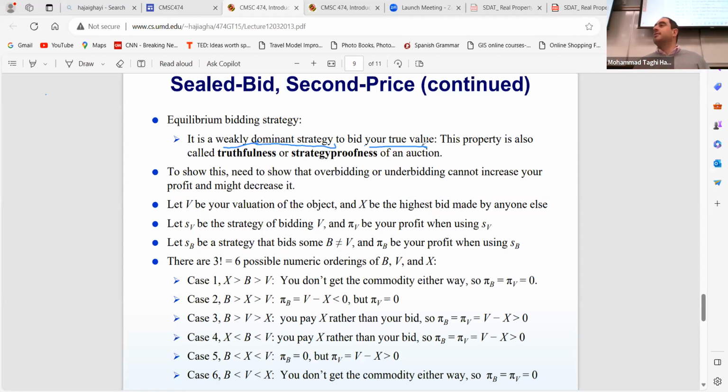The major ones are Google search ads, or like Amazon sponsored ads that you will see. If you go to Amazon, you will see some of them say sponsored ads. Those are running based on this second price. The good thing is that it's truthful. It means that the people don't need to shade their bid.